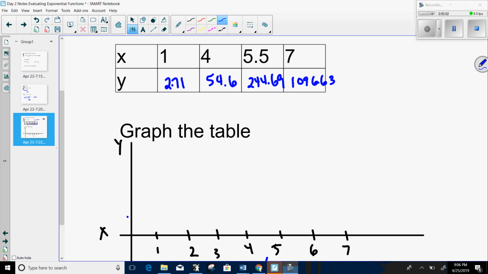1, 2.7. So we're just going to kind of estimate over here 2.7. 4 would be way up here at 54. 5 would be way up here at 250. And then 7 would be up there. And notice it's making a graph that looks something like that. And that is exponential graphs.